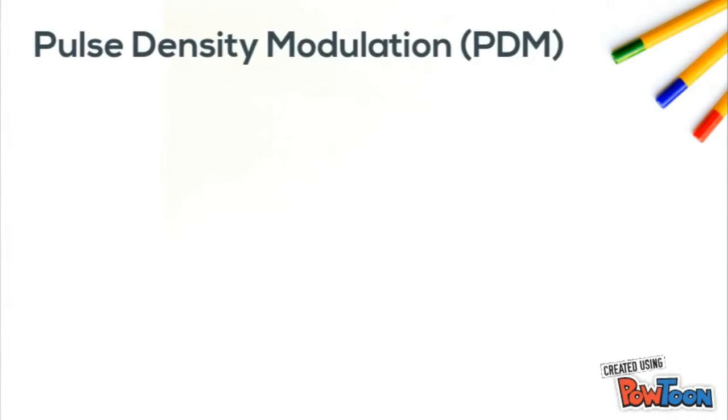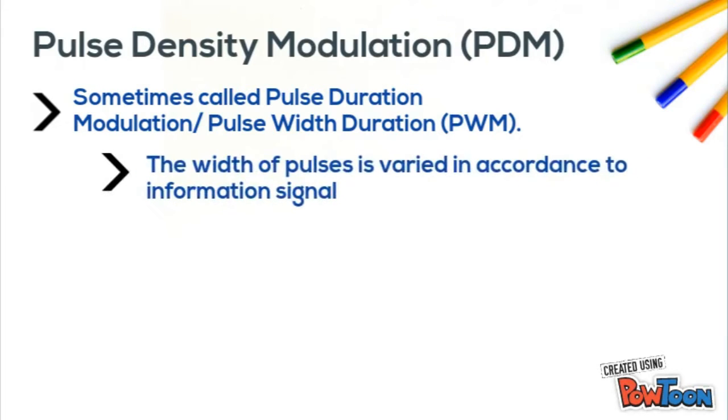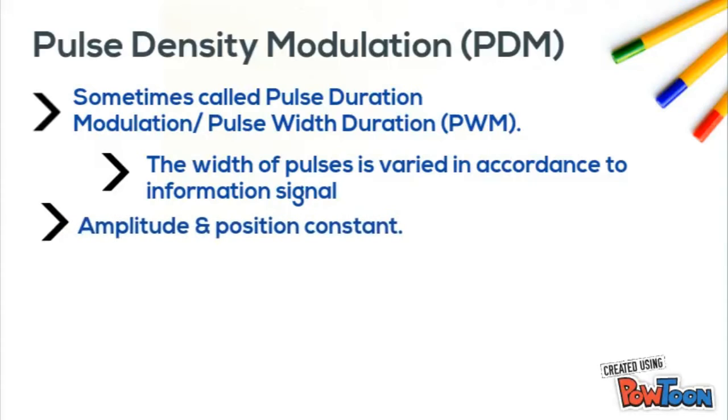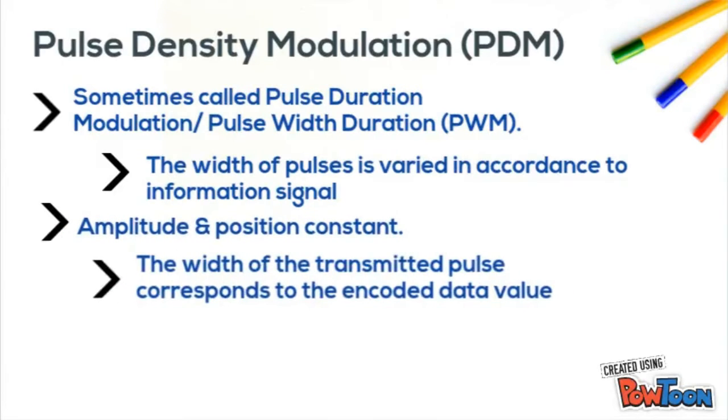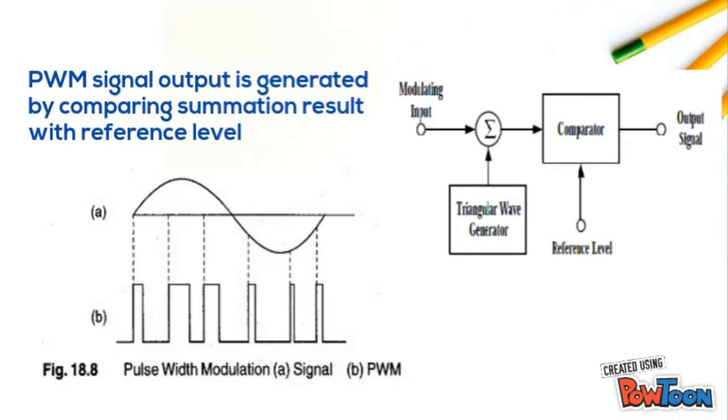The second modulation is pulse duration modulation (PDM), sometimes called pulse width modulation (PWM). The width of the pulse is varied in accordance with the information signal. Amplitude and position are constant. The width of the transmitted pulse corresponds to the encoded data value. The PWM signal output is generated by comparing the summation result with the reference level.